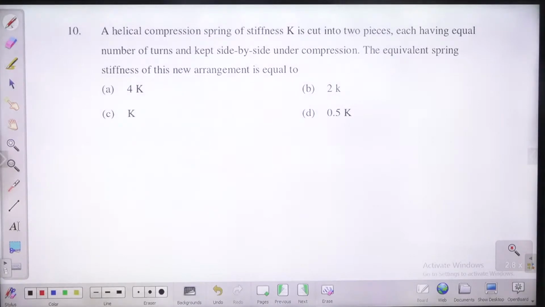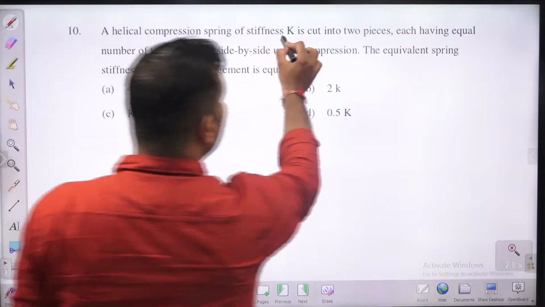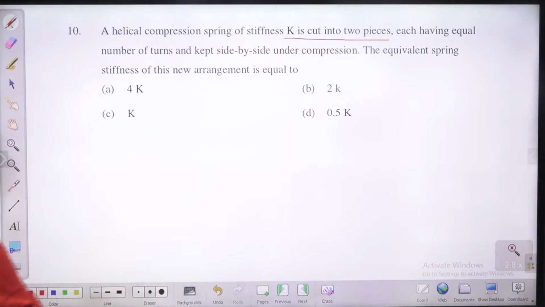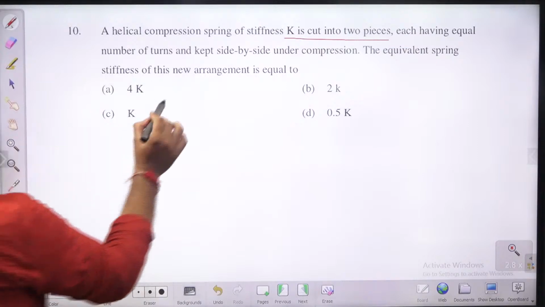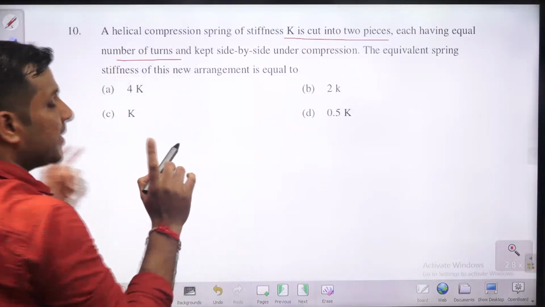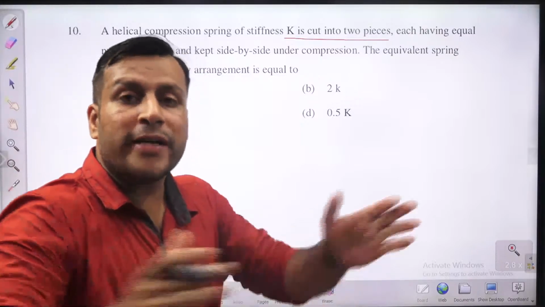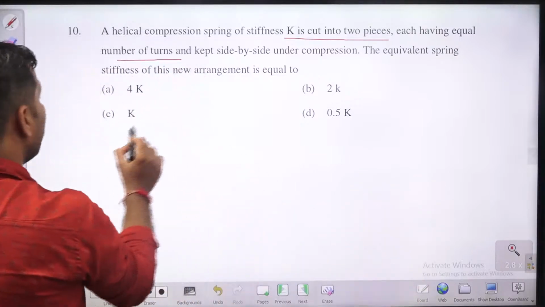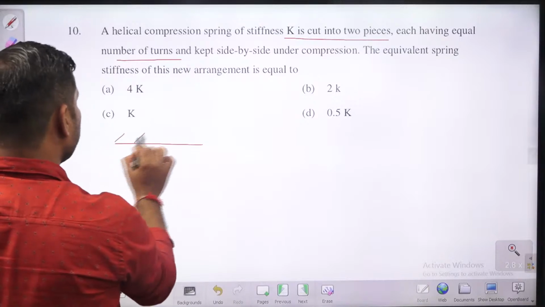Okay, chaliye. So there is a helical compression spring of stiffness k, cut into 2 pieces, each having equal number of turns. Guys, there is a spring having stiffness k. You divide it into 2 equal parts, which means both will have stiffness 2k and 2k.